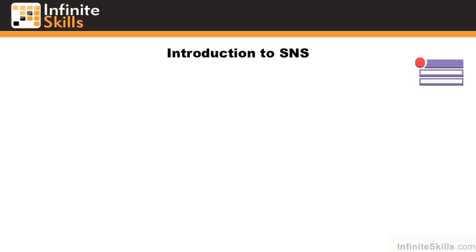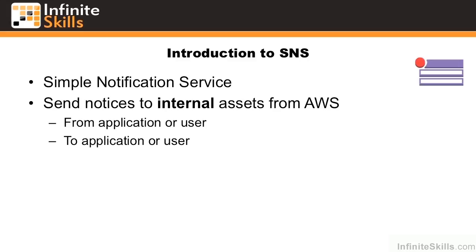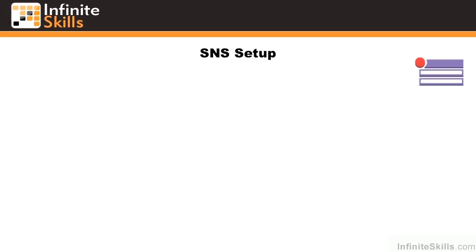In this lesson, we're going to look more closely at SNS, or Simple Notification Service. SNS is used to send notices to internal assets from AWS. This can be from an application or individual user using the API, for example, or to an application or user. It's very useful for monitoring, alerts, and logging.